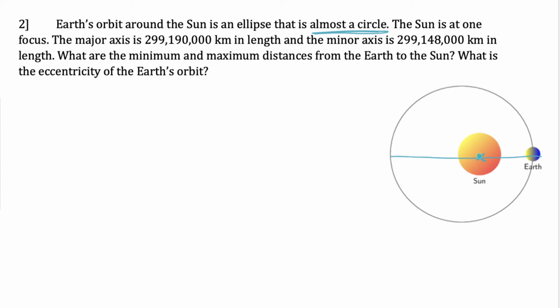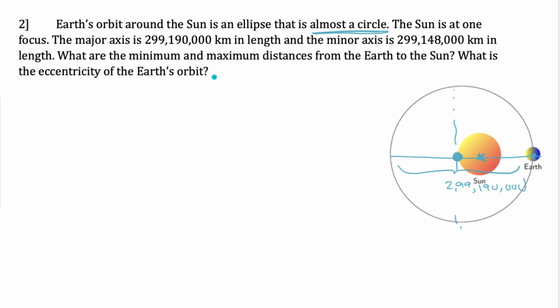So we're going to assume that the focus is right at the center of the sun, and then we're looking at the center of the Earth being on the orbit. The center of the ellipse is realistically somewhere around here. The major axis of the orbit is going to be horizontal, right? So the major axis is 299,190,000, and then our minor axis here is this number.